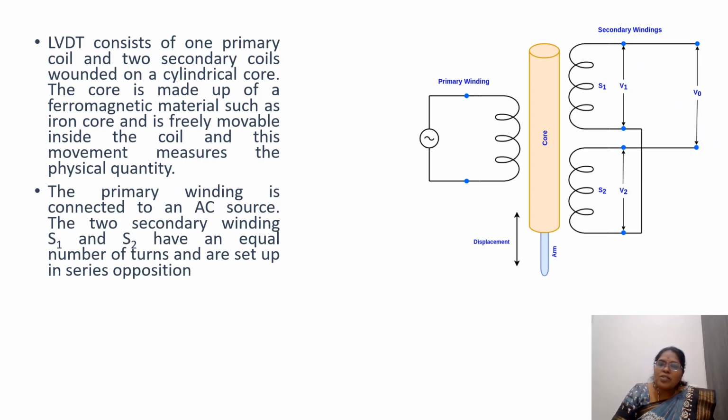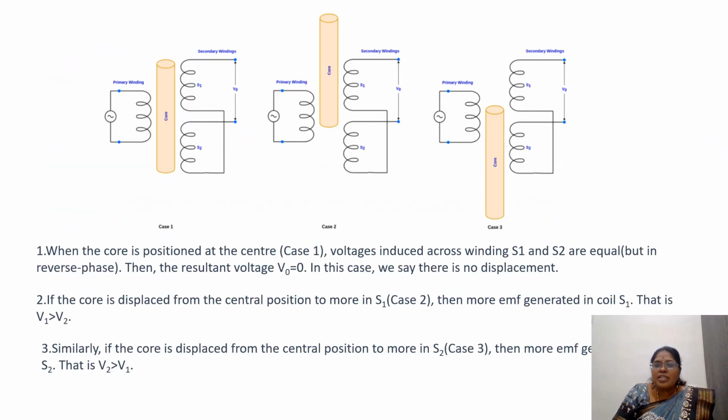So now, based on the core movement, how the output is generated, that is what we are going to see in this LVDT. Here we are considering three cases. This is case 1, where the core, this iron core, is placed at the center. Center in the sense it is fully covered by both the coils.